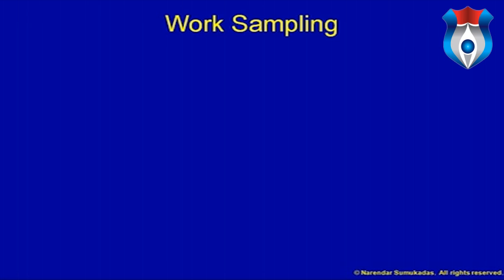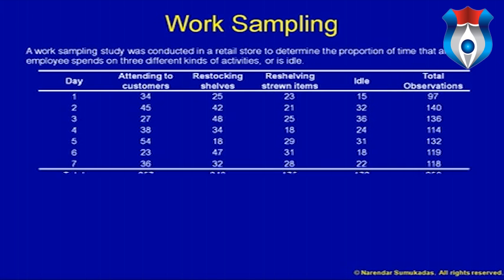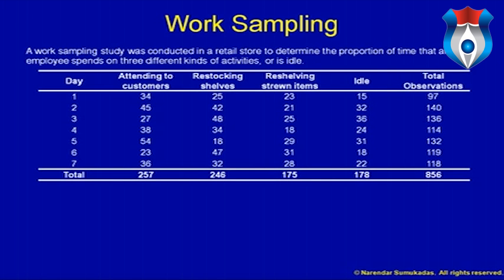Although we don't want to set a time standard for these activities, we want to measure what proportion of the employee's time is spent on what kind of activity. For that, we use a work sampling study. Consider the example of our store employee. We take random observations over a period of time. Even the number of observations on each day is randomized.